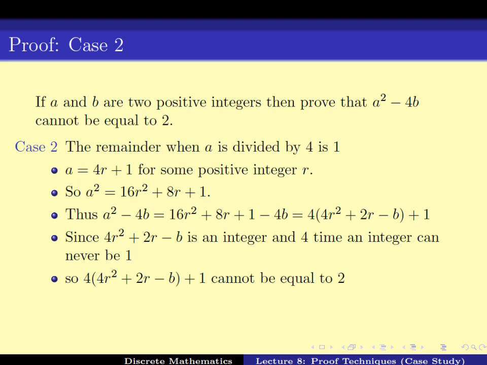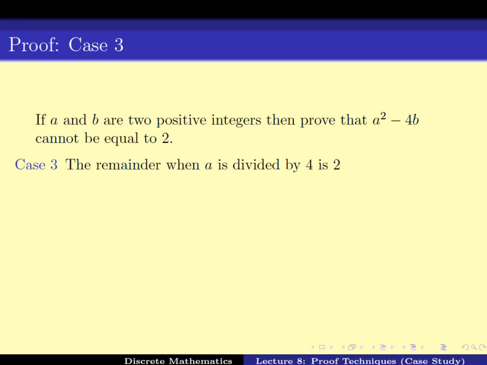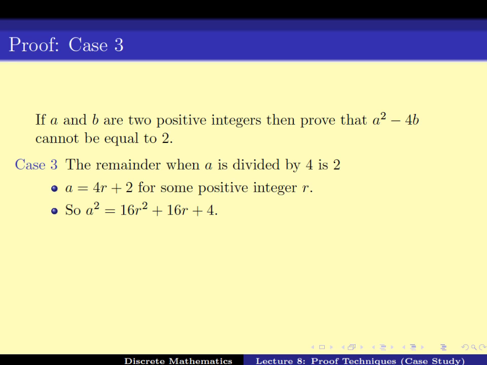Let's go to case 3. In case 3, the same thing. We start with the case where A has remainder 2 when divided by 4. In that case, A is equal to 4R plus 2 for some positive integer R. And now if we square it up, we get 16R square plus 16R plus 4. Actually, yeah, that's right.